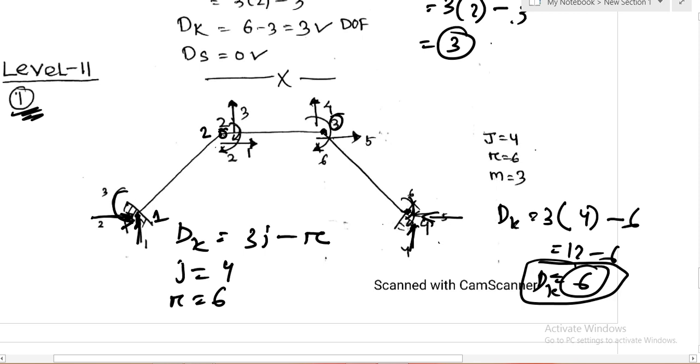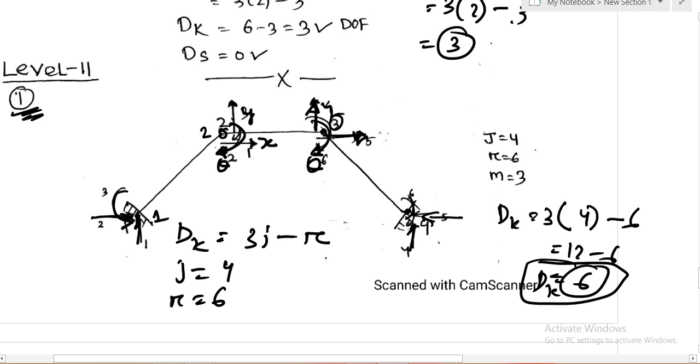Can you show me in that figure? Yes sir, I can show you. This joint can move in x direction, this joint can move in y direction and there will be an angular deformation. Also this joint can move in x direction, this joint can move in y direction and there is an angular deformation. So these are 6 independent displacements of these 2 joints, okay, fine.